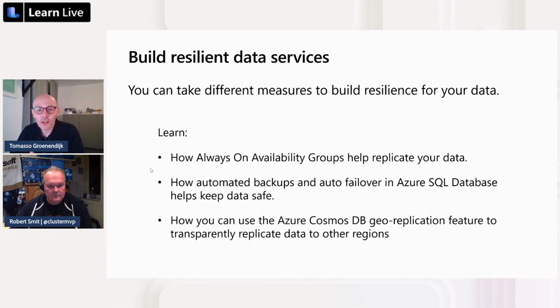Organizations rely on data, and that's obvious. We have a lot of data nowadays in our organizations, and of course, we want to keep that safe. So how can you do that? For example, you can use Always On availability groups to replicate your data. We can also have a look at automated backups and failover, for example, in Azure SQL Database. We're also going to look at Azure Cosmos DB, which is a whole other type of database, and what geo-replication is. That's also a really nice feature that we're going to show you.